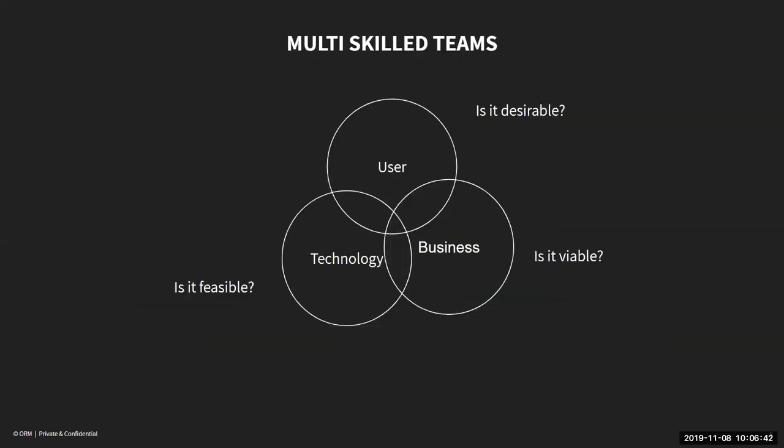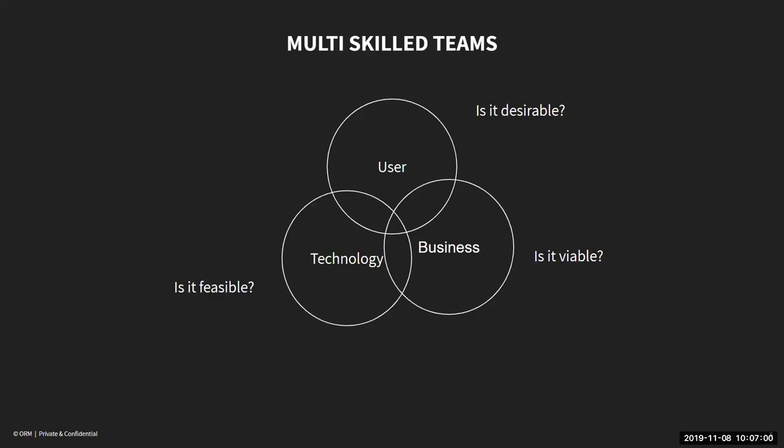And the reason we use multi-skilled teams in this type of approach is, this isn't just about software development. Agile and hackathons are not just about software developers. The reason we use multi-skilled teams is to ensure that we cover all the relevant areas that we need to improve the chance of success of the final product.